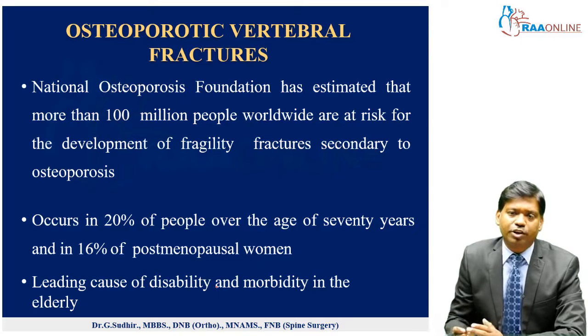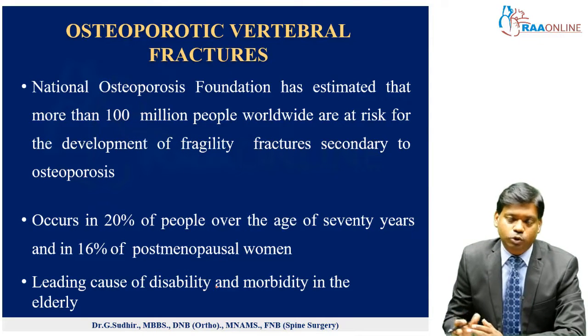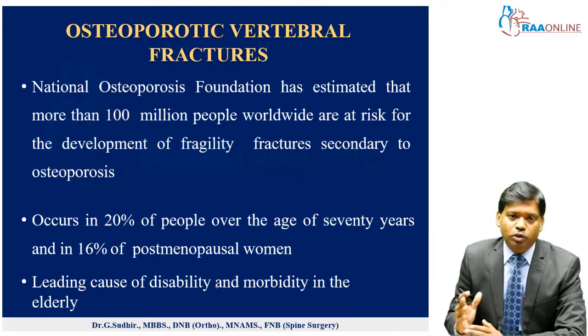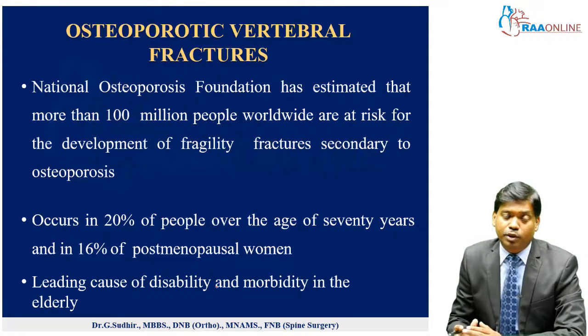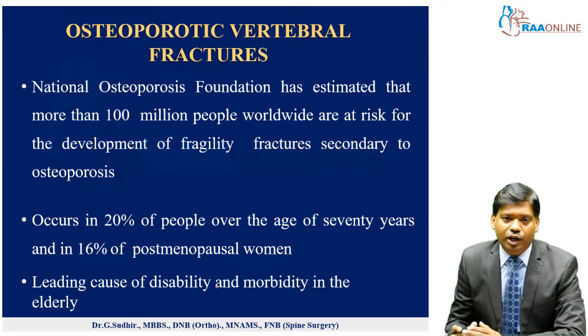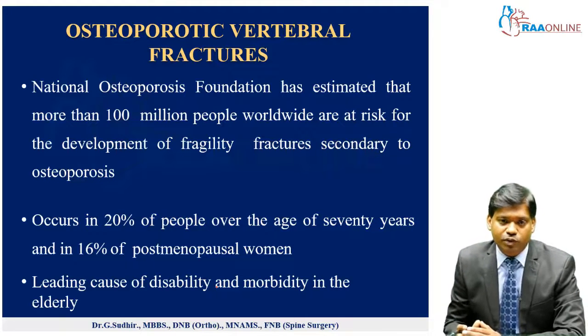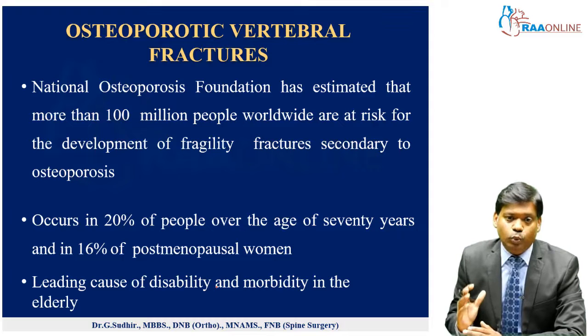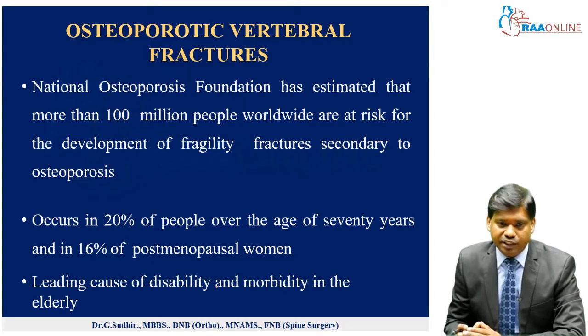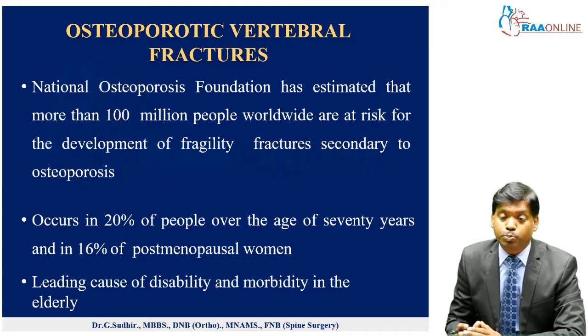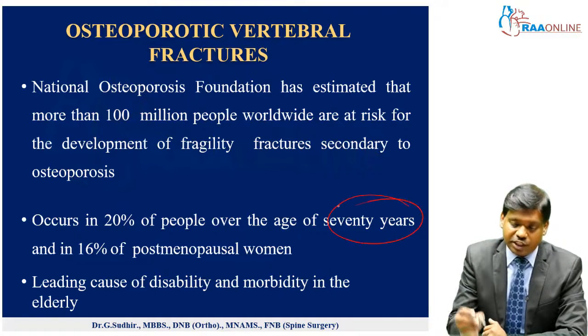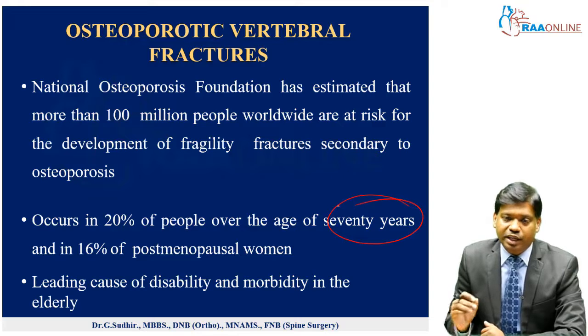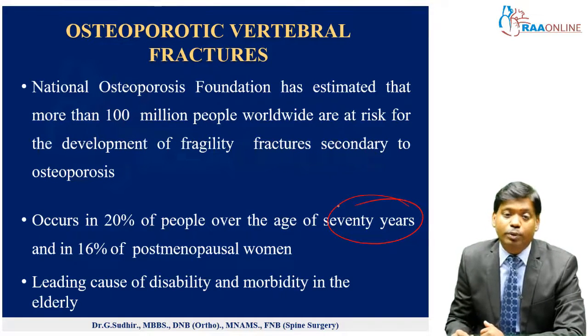Now, why is osteoporotic vertebral fracture very important to discuss, along with the treatment modalities? It is because the National Osteoporosis Foundation has estimated that more than 100 million people worldwide are at risk for the development of these fragility fractures, and it occurs in 20% of people over the age of 70 years and in 16% of post-menopausal women. This data is basically westernized data, but in our population most of the people above 60-65 years will have fragility fractures because of osteoporosis, and it is one of the leading causes of disability and morbidity in the elderly.